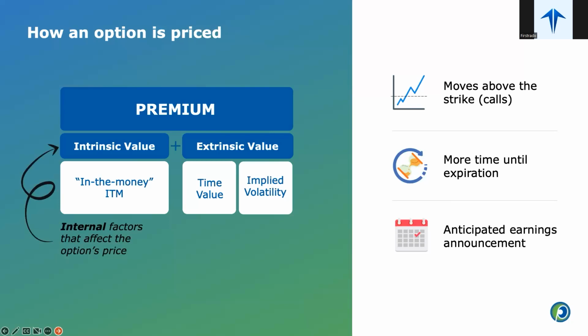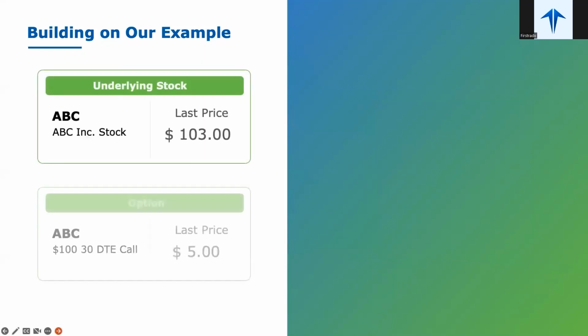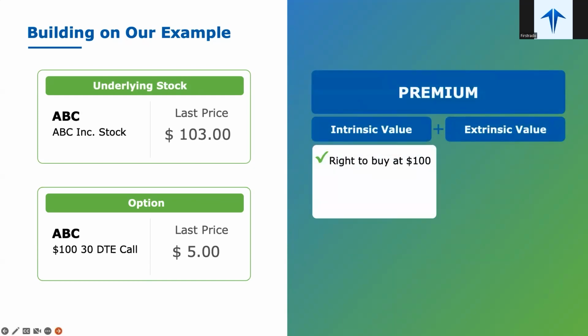The way I like to think about this is that intrinsic value is really internal factors that affect the option's price, and extrinsic value is really external factors. So let's build on the example. Let's say we've got ABC trading at 103, and we have a call with a $100 strike price expiring 30 days from now with a premium of $5. Remember, this means the right to buy 100 shares of ABC at $100 per share within the next 30 days. So let's bring back up our premium, intrinsic, and extrinsic value.